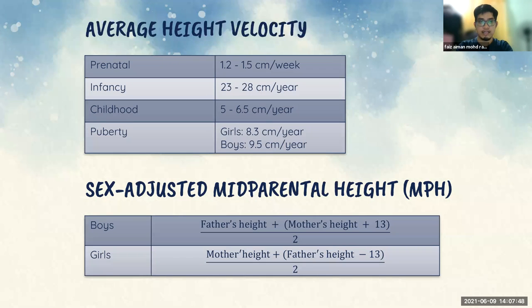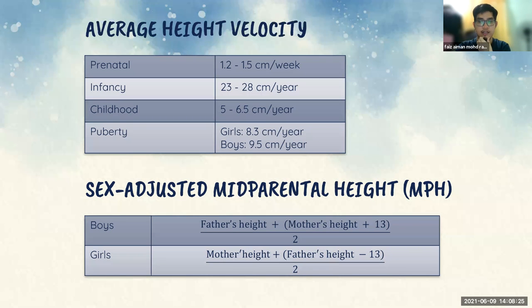So what is the average height velocity? Height velocity depends on the phase. As you can see, prenatal is the most rapid phase, growing 1.2 to 1.5 centimeter per week. In infancy, they can increase in height by 23 to 28 centimeter per year. In childhood, 5 to 6.5 centimeter per year. In puberty, according to gender, girls grow approximately 8.3 centimeter per year, while boys approximately 9.5 centimeter per year. And then we talk about the targeted height.